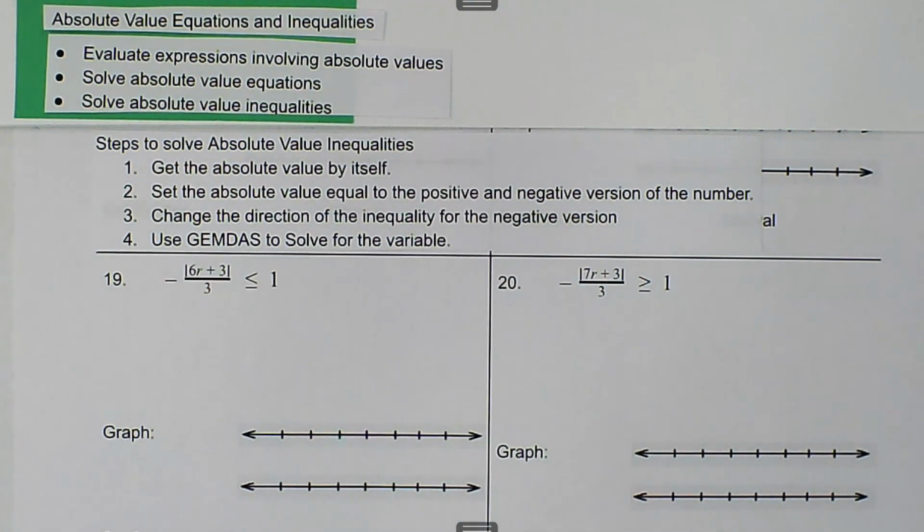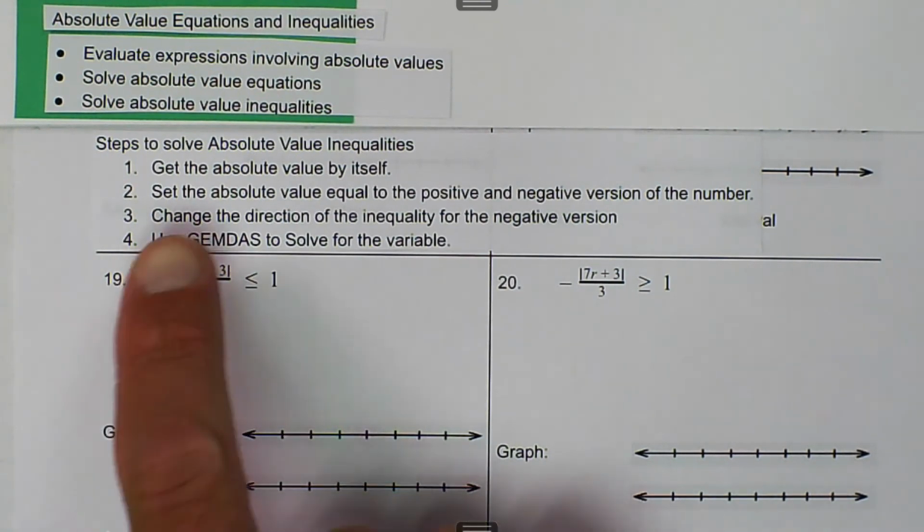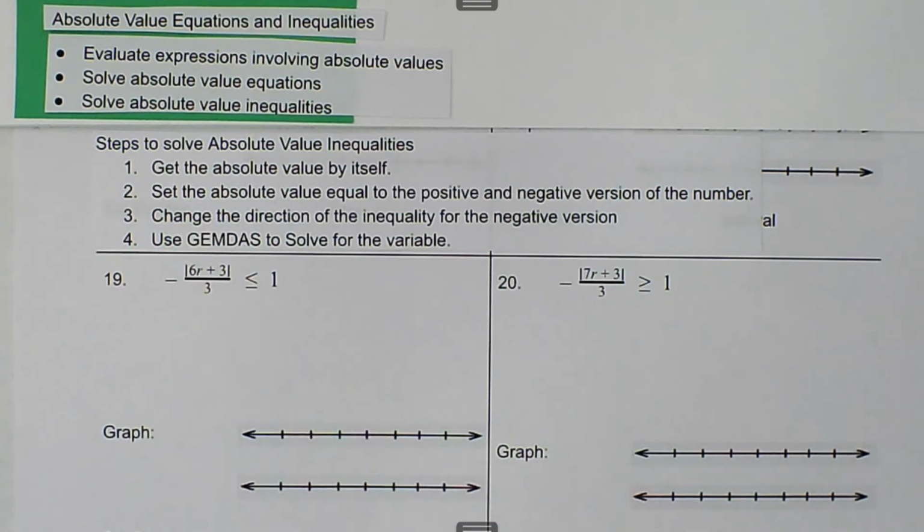We're talking about absolute value equations and inequalities, and here we are solving absolute value inequalities. If we look at number 19, it looks a little bit different, but we still have the same process to follow in order to answer it. First step, step number 1, is use GEMDES to get the absolute value by itself.